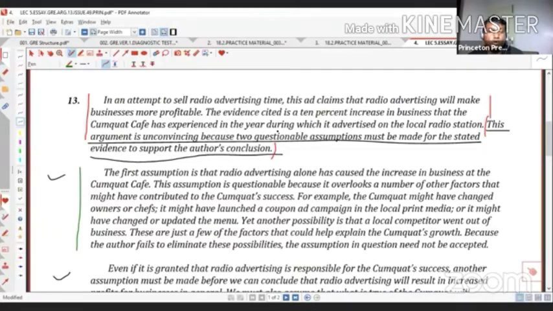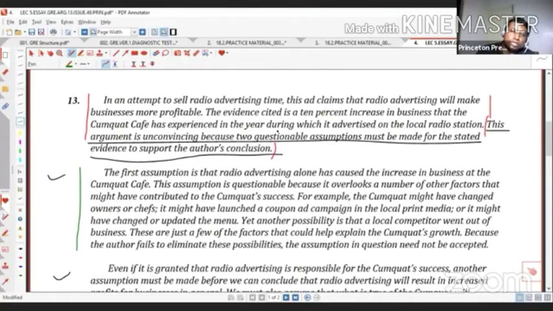Okay, this is a good one. What if all the surrounding businesses also made money? Then what happens? It was not the radio, probably something else. There was a fair nearby, or lots of people moved into that area. That's why, it doesn't matter if they advertise or not, they would still have made more money.